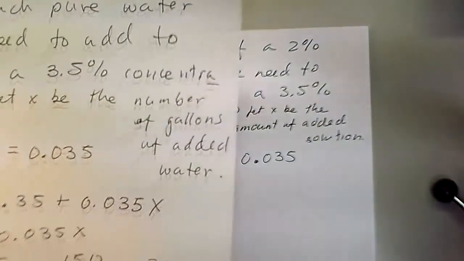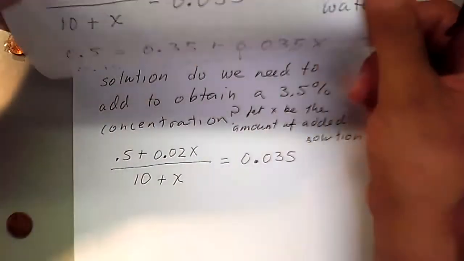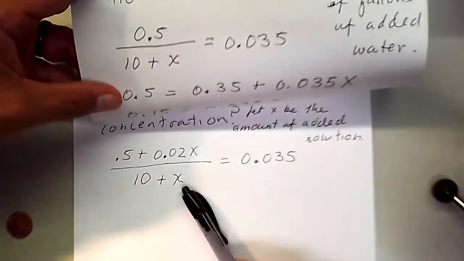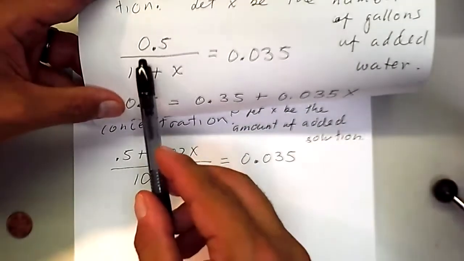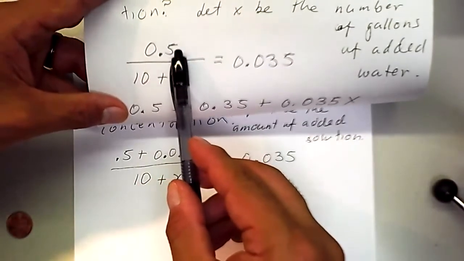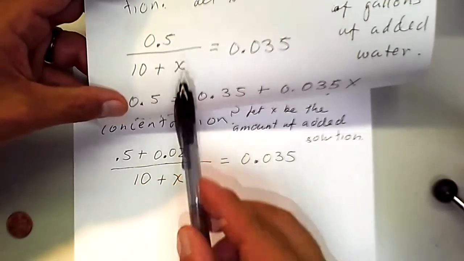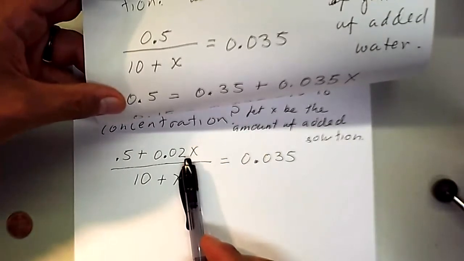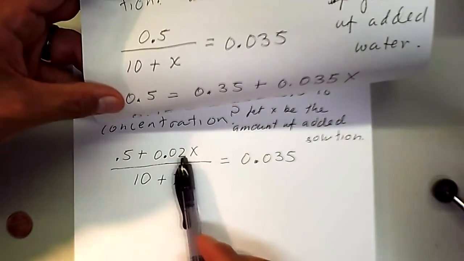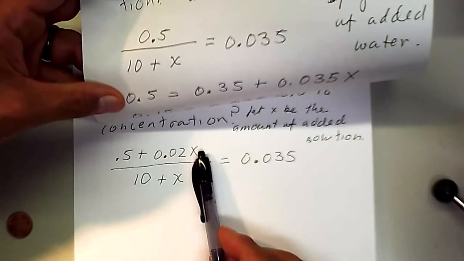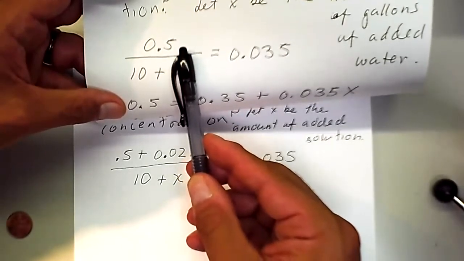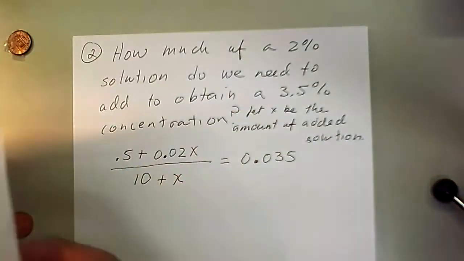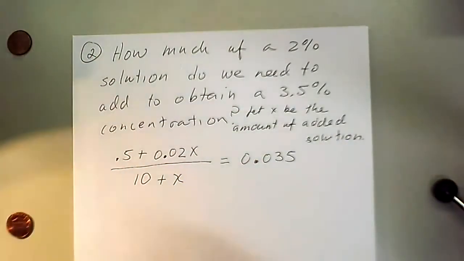So the way we set up our equation on example 1, when we were just adding water, notice that we have 10 plus X in the denominator, just as in here, but we have the half gallon, but now we're adding a little more extra, 2% of the new solution, versus here we're not adding more of the chemical anymore. That is the difference. Everything else is going to be the same.